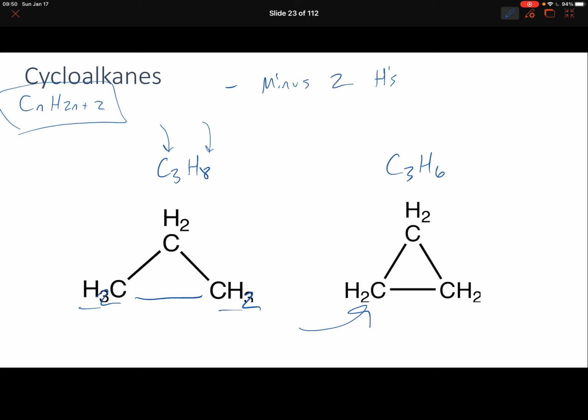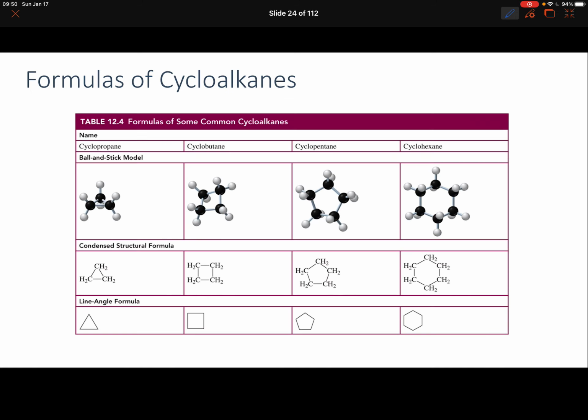They're named by using the prefix cyclo before the regular name that we would give them based on how many carbons they have. So since this has 3 carbons, it's propane, so cyclopropane. Cyclopropane is the smallest one that you can have. You need to have at least 3 carbons to make a circle or a ring. So cyclopropane, cyclobutane, cyclopentane, cyclohexane are shown here.